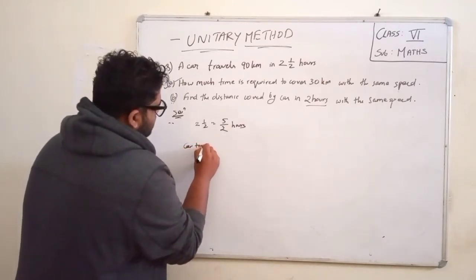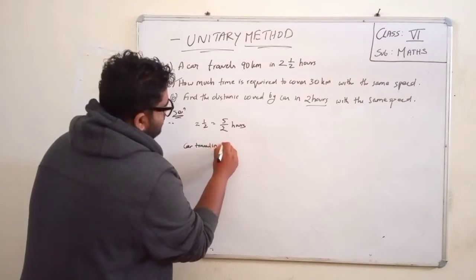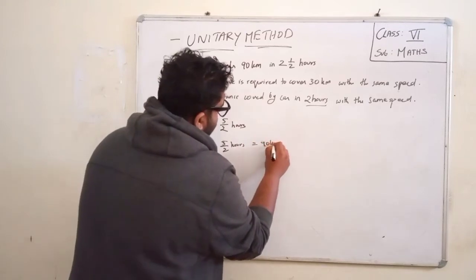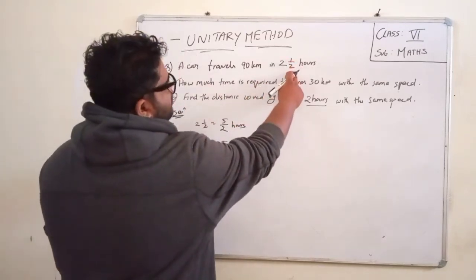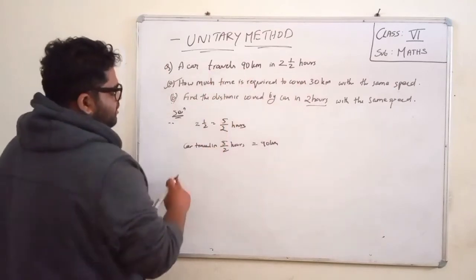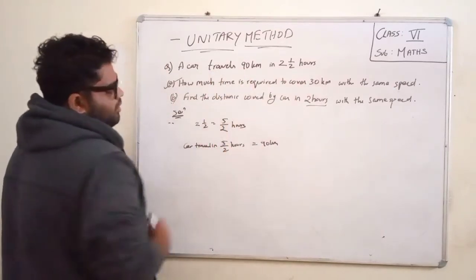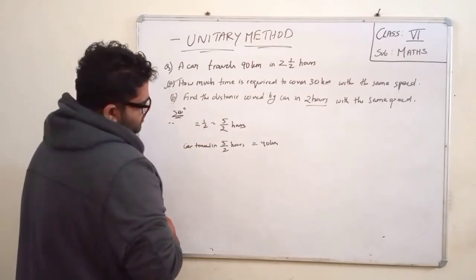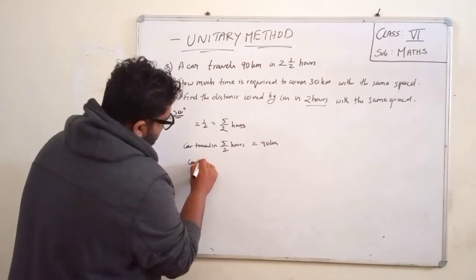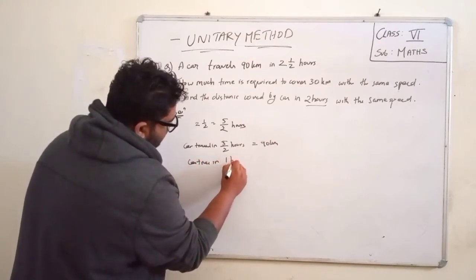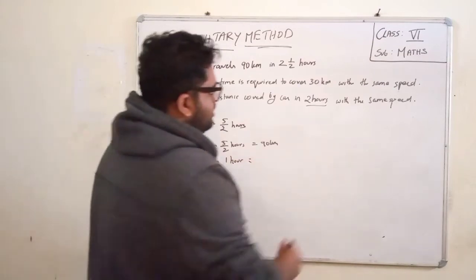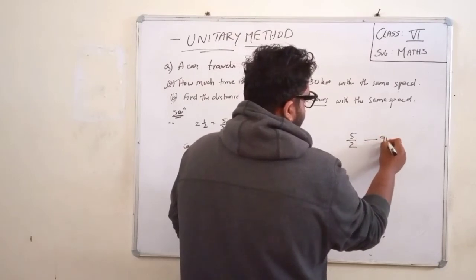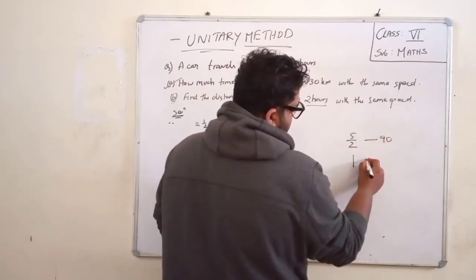Now the car travels in 5/2 hours, which is equal to 90 kilometers, right? In 2 and 1/2 hours, it travels 90 kilometers. That means the car travels 90 kilometers in 5/2 hours. 5/2 hours, we got from this. Then what about the car traveled in 1 hour? It covers 90 kilometers in 5/2 hours. So what about 1 hour?